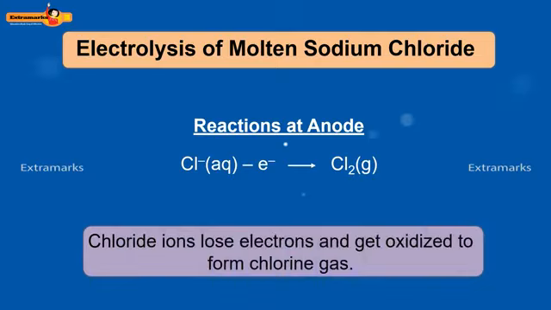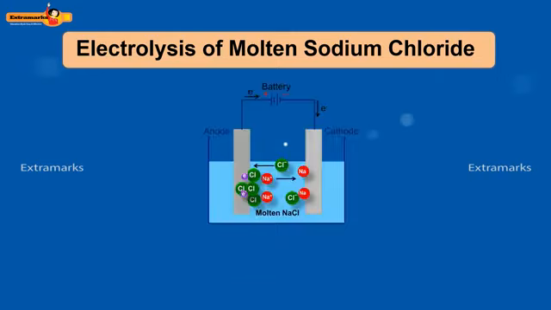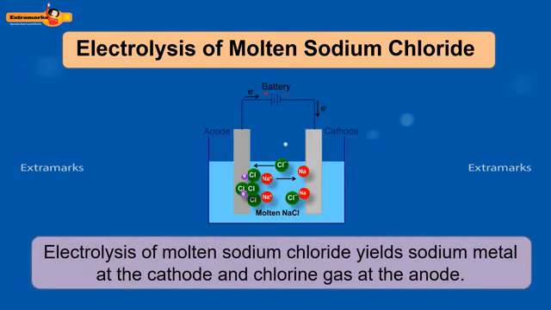At the anode, the chloride ions lose electrons and get oxidized to form chlorine gas. Thus, chlorine gas is formed at the anode. The electrolysis of molten sodium chloride yields sodium metal at the cathode and chlorine gas at the anode.